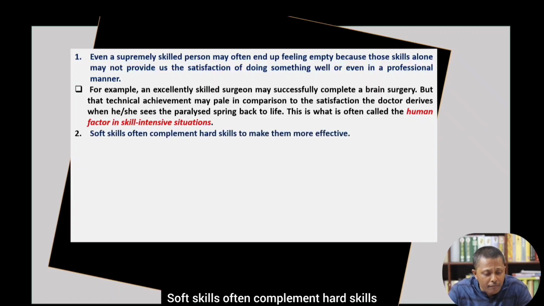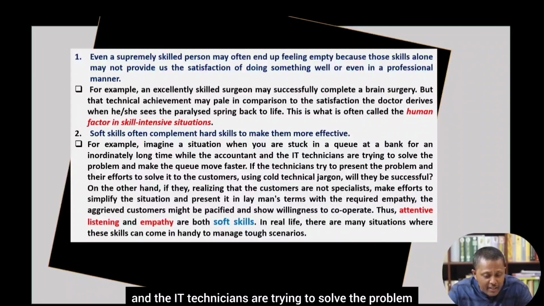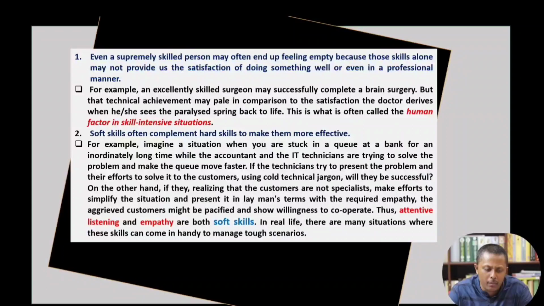Soft skills often complement hard skills to make them more effective. For example, imagine a situation when you are stuck in a queue at a bank for an inordinately long time, while the accountant and the IT technicians are trying to solve the problem and make the queue move faster. If the technicians present the problem to the customers using cold technical jargon, in banking terms, will they be successful?